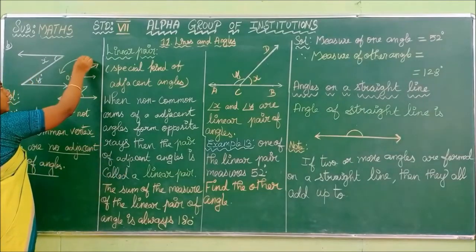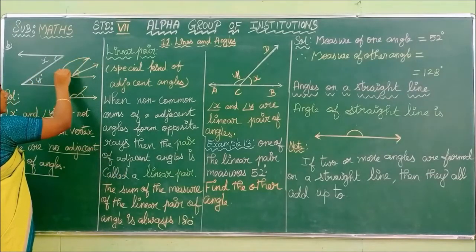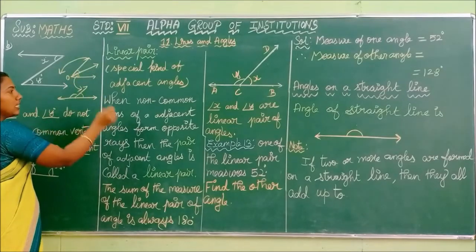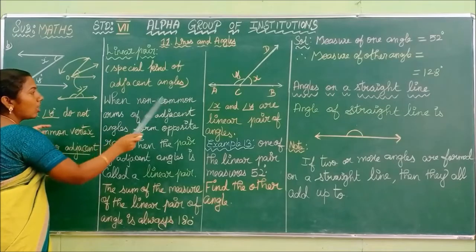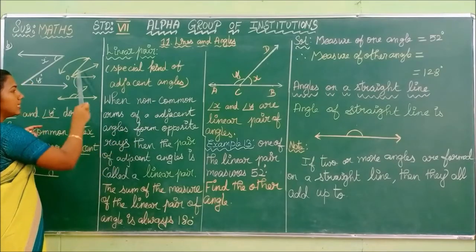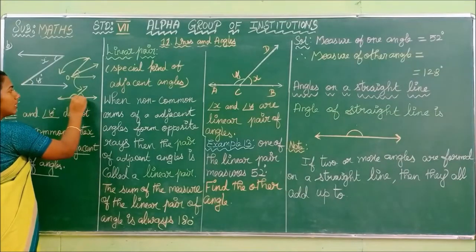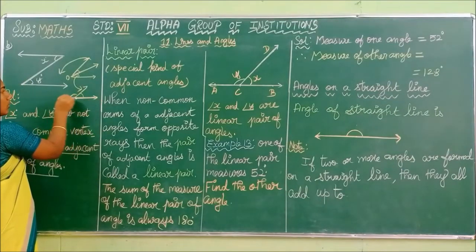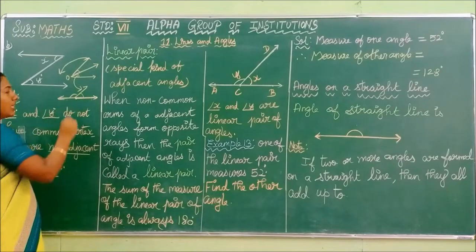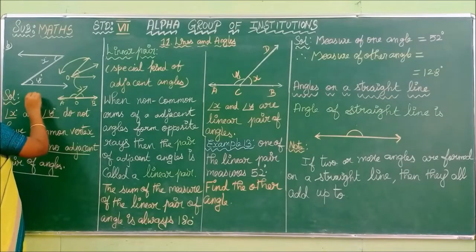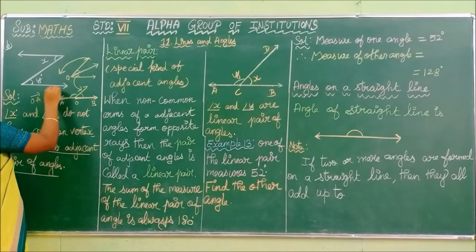See here, this ray comes like this. What happened? This diagram became like this. We understand, children? Thus, we are terming it like this. Non-common arms of adjacent angles form opposite rays. See here, what are the opposite rays? This is one opposite ray, this is one. These two rays are opposite to each other. We can also name it AB like this. So, OA and OB. These are the two rays opposite to each other.